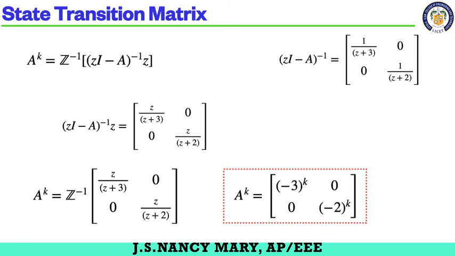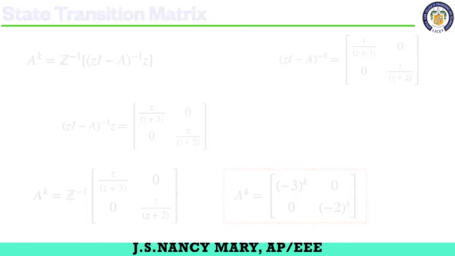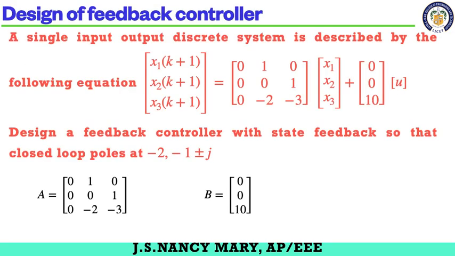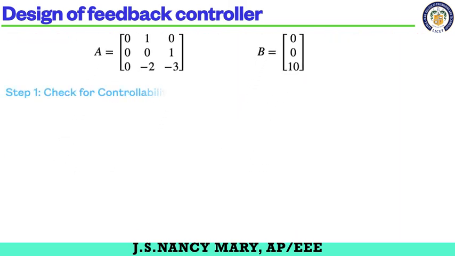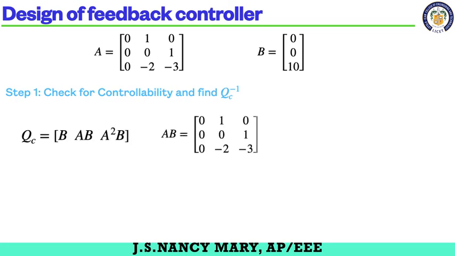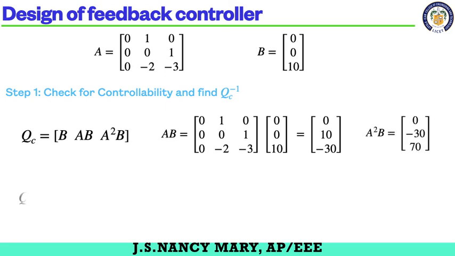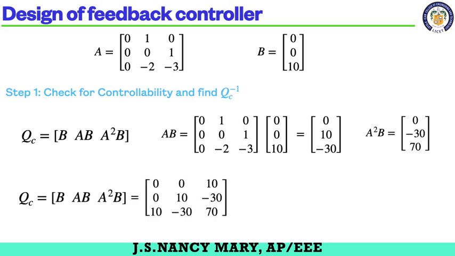Okay. Now we will see the design of feedback controller. So the problem is given like this. They are asking us to design a feedback controller with closed loop poles at minus 2, minus 1 plus or minus j. First you write from the problem, I can write A is equal to this one and B is equal to this matrix. So step 1, we have to check for the controllability. So QC equals B, AB, A square B. First I have found AB, then I am going to find A square B, and then QC is equal to this one.